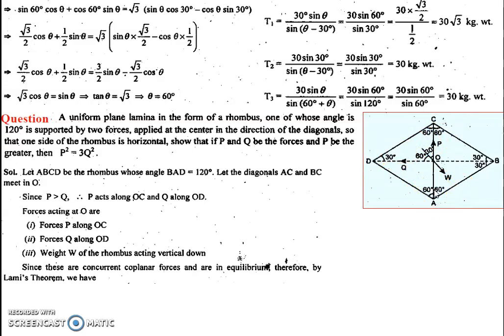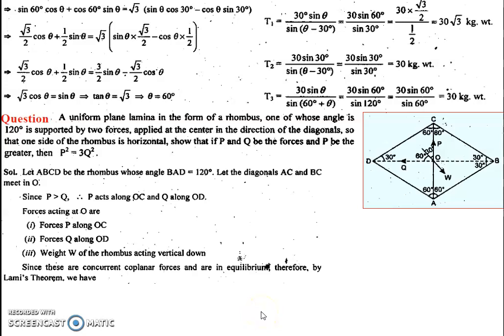Let ABCD be the rhombus whose angle BAD is 120 degree, and BCD is 120 degree. Let the diagonals AC and BD meet in O. Since P is greater than Q, P acts along OC and Q acts along OD. Forces acting at O are force P along OC, force Q along OD, and weight W vertically downward.